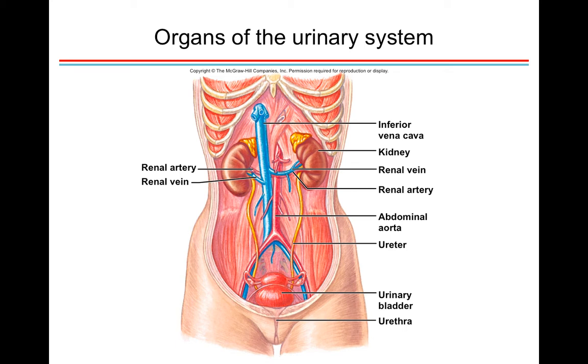So here is a diagram showing some of the organs of the urinary system. The key organs include the kidneys, which we have two, and the bladder.